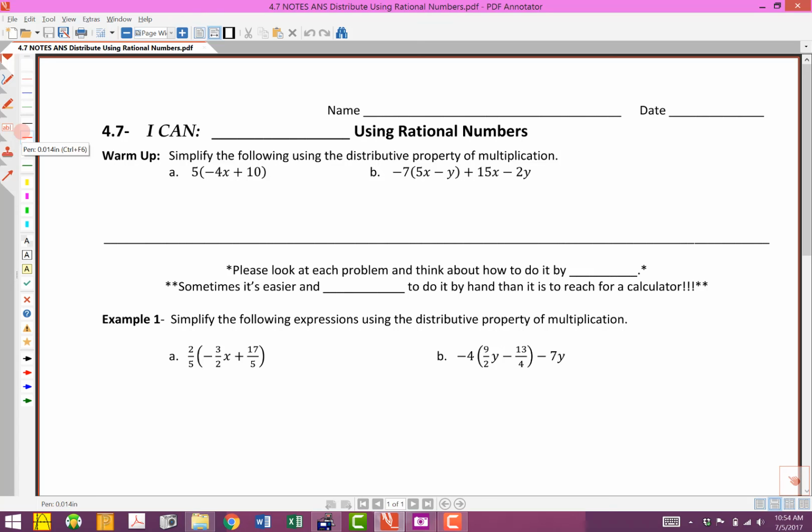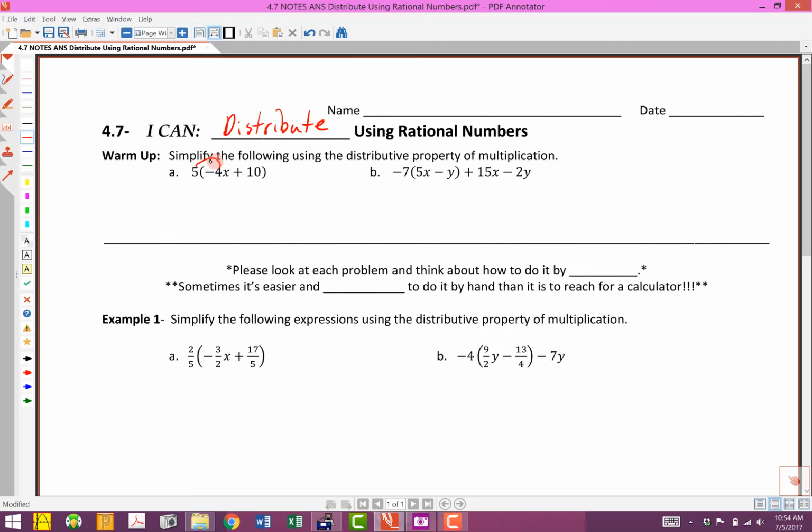Since we learned how to combine like terms last time using rational numbers, in this section the I can statement is I can distribute using rational numbers. So we're going through and learning how to do the same thing with rational numbers that we learned how to do with integers. As a warm-up, let's simplify the following using the distributive properties.